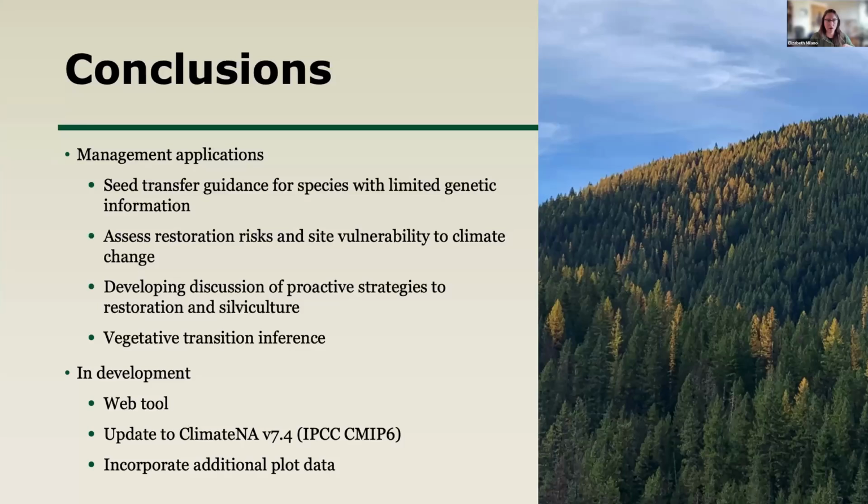We have updated our climate data to the latest version for the CMIP6 RCPs. And finally, again, we'd like to really incorporate more inventory plot data, and figure out what additional pieces from the FIA database we can use that would be useful going forward.